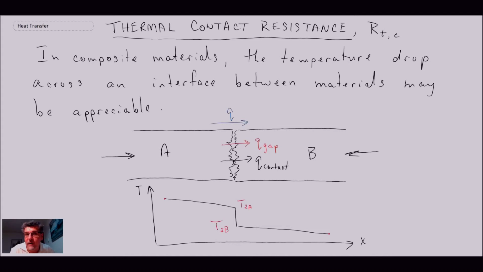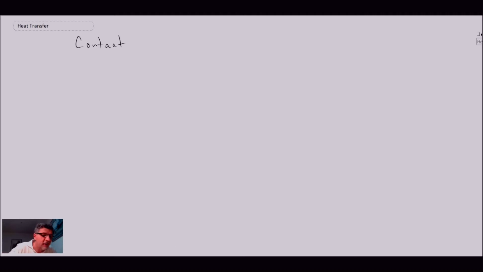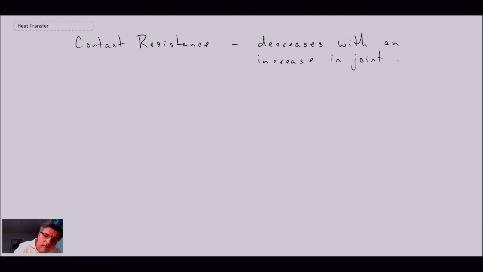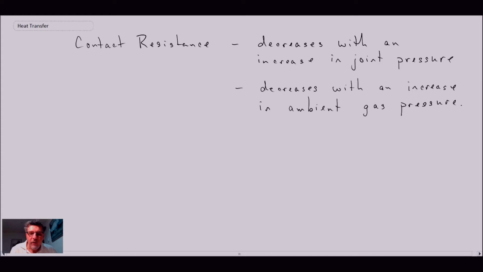that would have an influence upon the thermal conductivity of the gas, and that would then influence the gap heat transfer. So we can either, by increasing pressure, have an impact on the physical contact, or by changing the pressure we can have an impact on the heat transfer across the gap. So those two things can have an influence on the contact resistance.